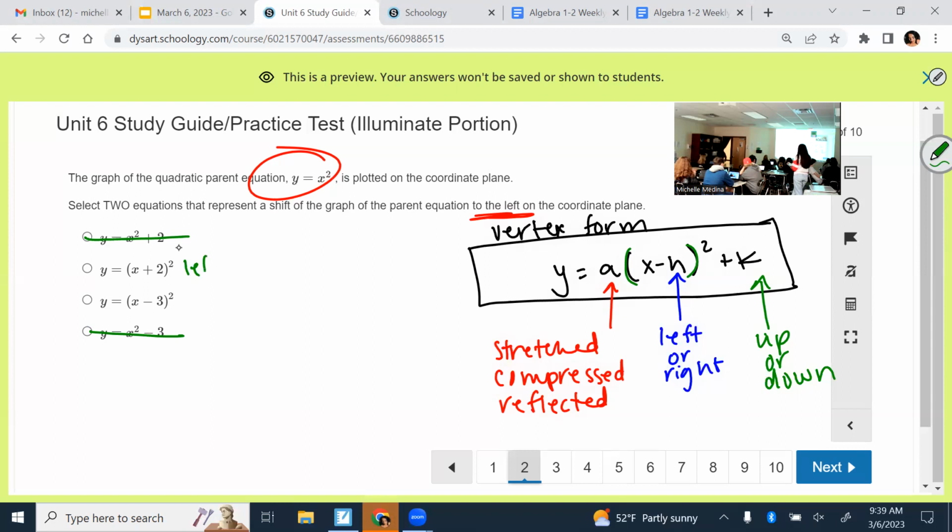If it has a plus in the equation, then that means it moves left. 2 units for this one. If it's a negative in the equation, like it looks negative, then that means it moved right. And this one moved right 3 units.